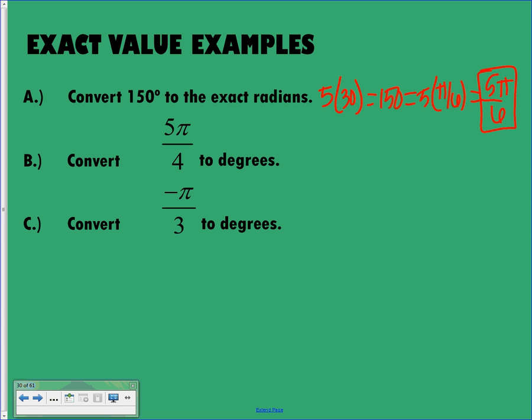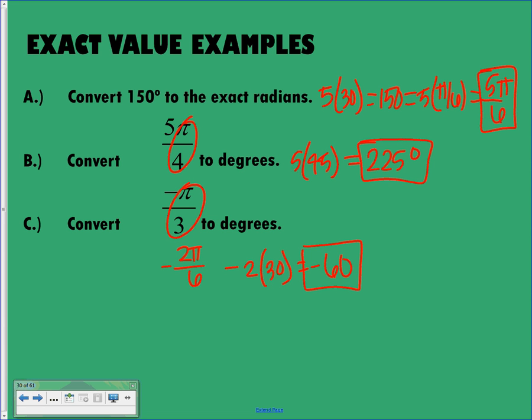Part B, going backwards, 5 pi over 4. Well, that's 5 pi over 4s, and pi over 4 you need to memorize is 45 degrees. So 5 times 45 is 225 degrees. Or you can look at your unit circle, see where 5 pi over 4 is, and then label the degree. Now the only thing tricky about that is pi over 3 we don't have memorized, but we know that that would be the same thing as 2 pi over 6s, and we know that that would be negative 2 times 30, which would be negative 60 degrees.